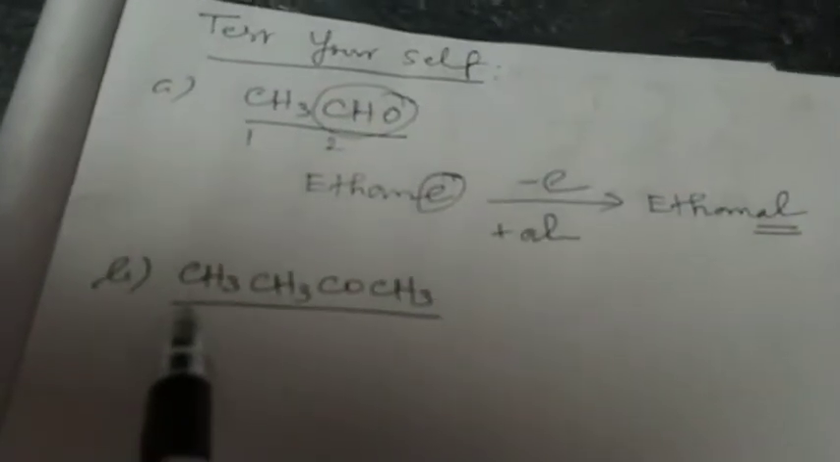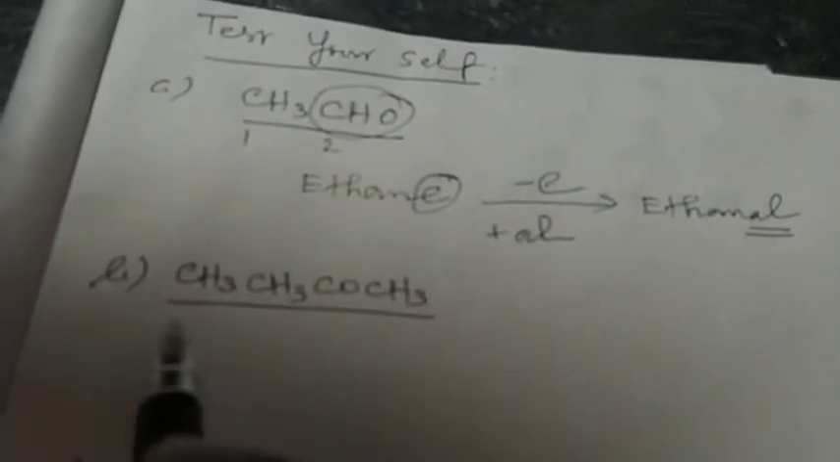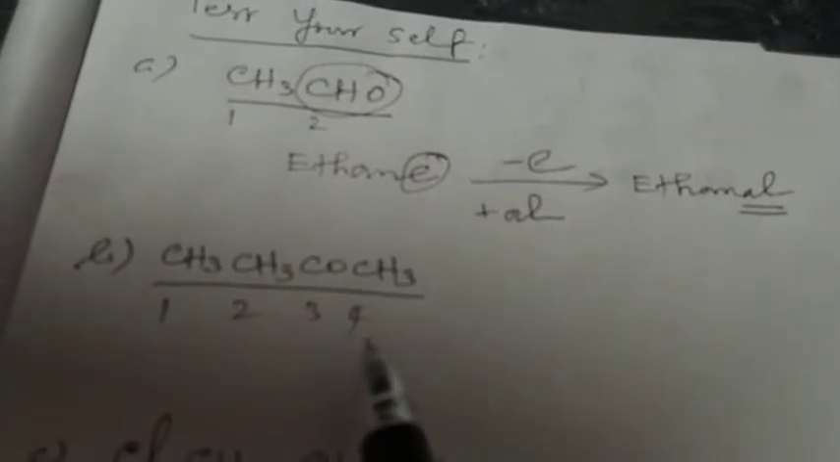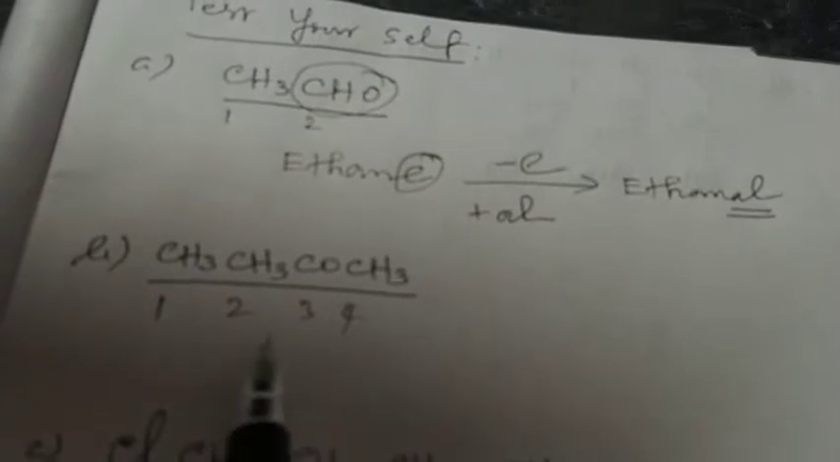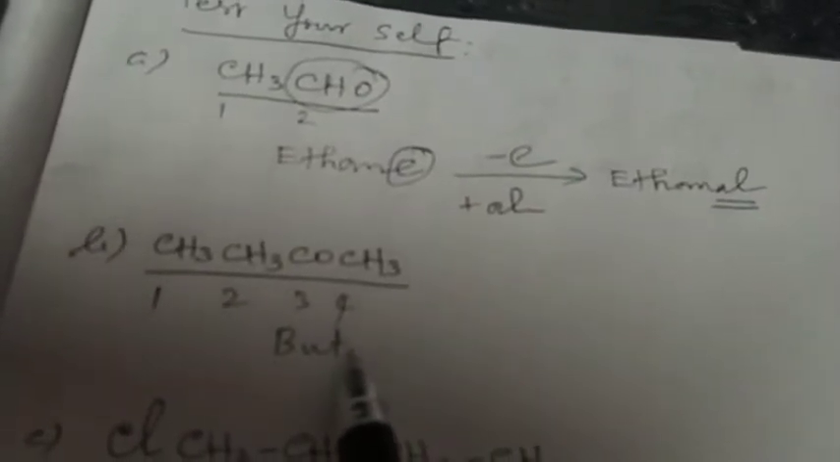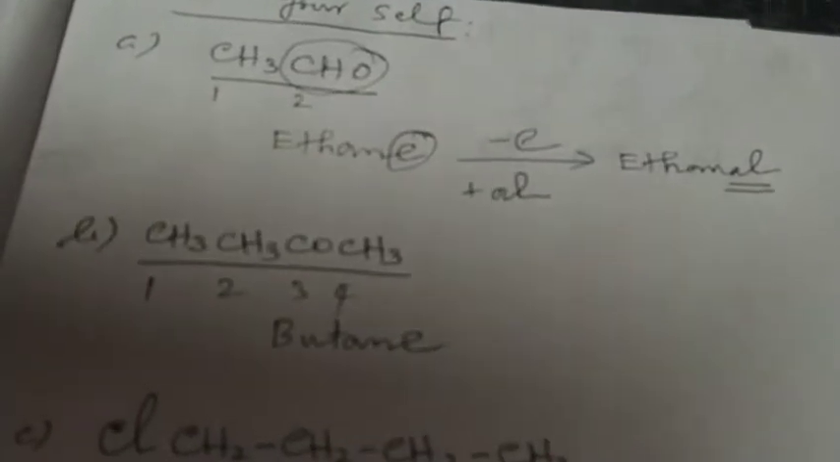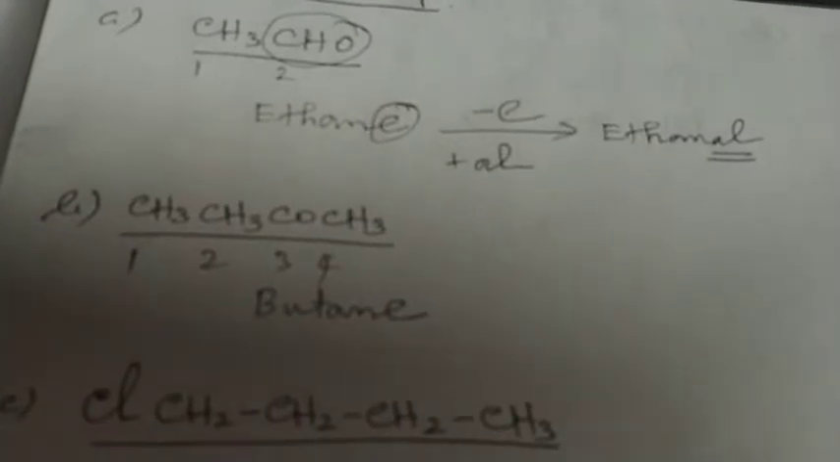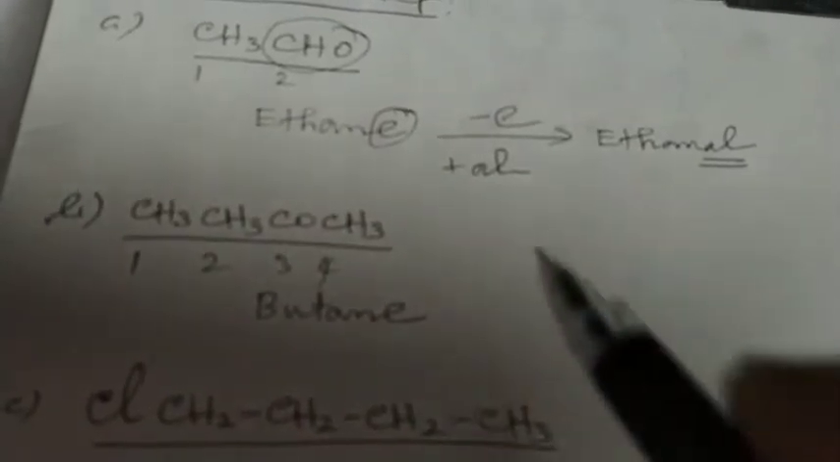See, 1, 2, 3, 4 carbons are here, so we can give the name. This is going to be butane. The name of the parent hydrocarbon is butane, because the compound is derived from butane only. So what is the functional group here? C=O is the functional group.